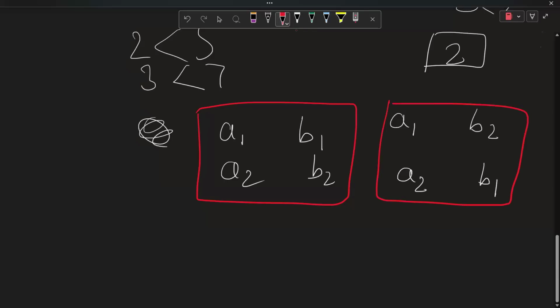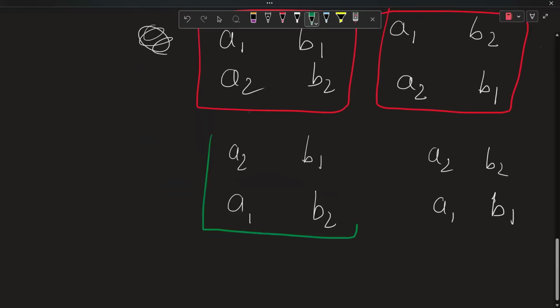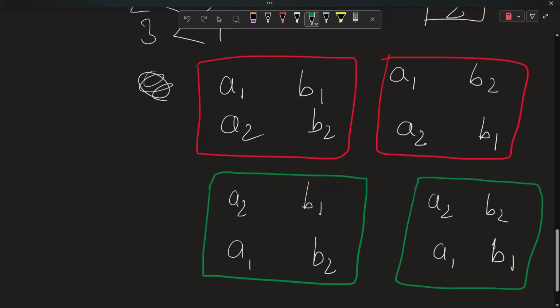This is the second scenario. The third scenario can be player 1 selects A2 and then player 2 selects B1. So A1, B2. This would be the third scenario, and then A2, B2, A1, B1. So only these four scenarios can occur. Okay. And we just need to find among these four scenarios, in how many scenarios would player 1 win? Would A win? That's what we need to find. In how many scenarios would player A win?